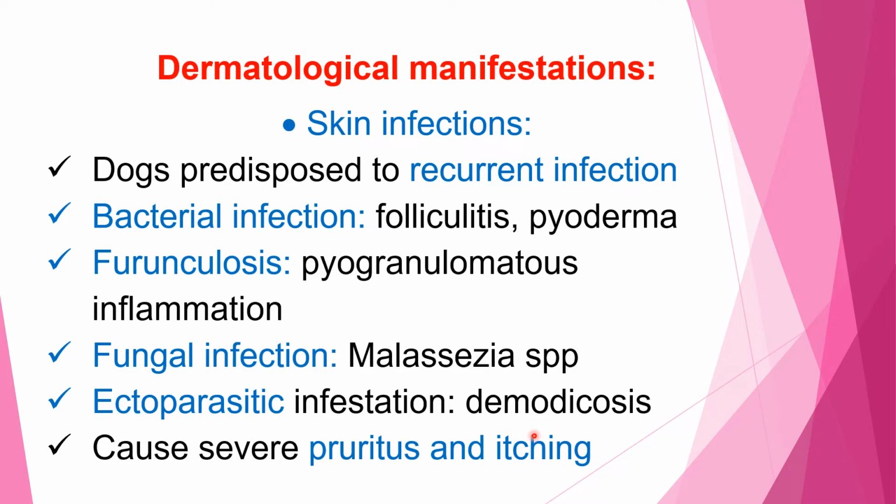Up till now we have seen that hypothyroid case dermatological manifestations are non-pruritic. But when there is skin infection, bacterial, fungal or parasitic, it causes severe pruritus and the dog is constantly scratching and itching, causing injury on the skin, abrasions on the skin.